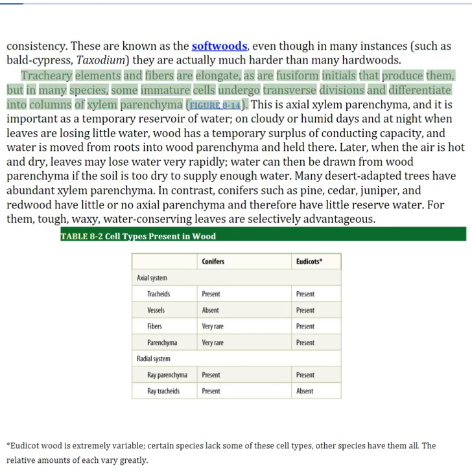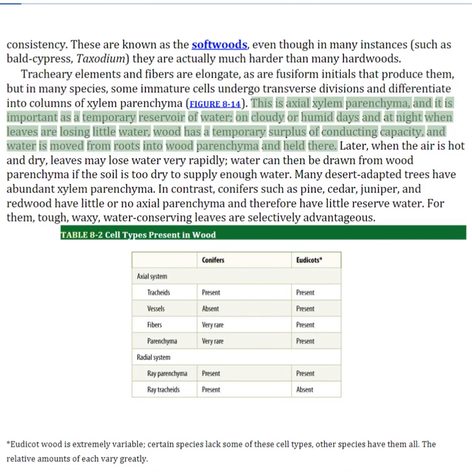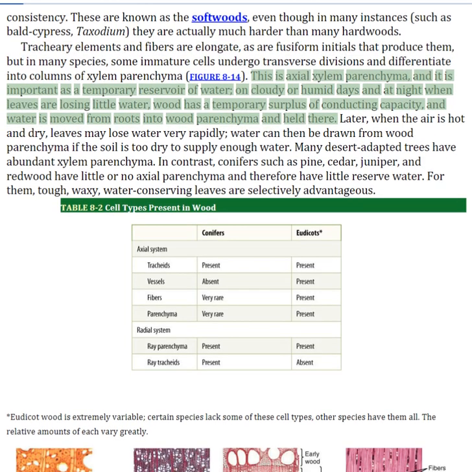Tracheary elements and fibers are elongate, as are the fusiform initials that produce them, but in many species, some immature cells undergo transverse divisions and differentiate into columns of xylem parenchyma. This is axial xylem parenchyma, and it is important as a temporary reservoir of water. On cloudy or humid days and at night when leaves are losing little water, wood has a temporary surplus of conducting capacity, and water is moved from roots into wood parenchyma and held there.